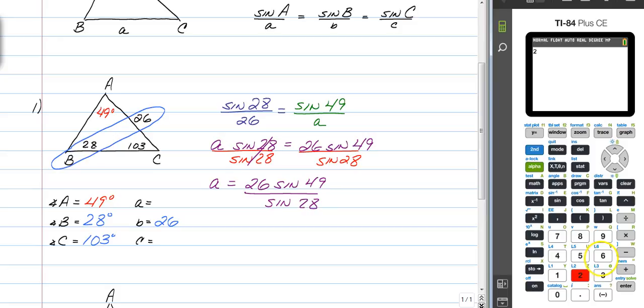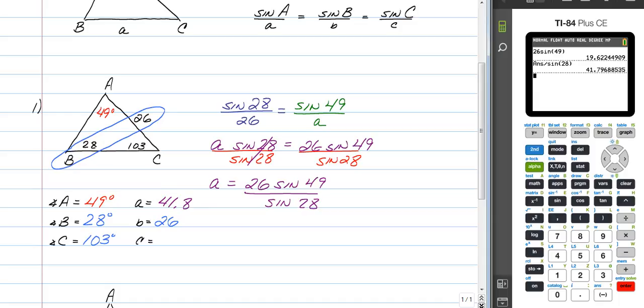So we have 26 times the sine of 49. If you want, you can click enter and get that nasty decimal. And then we can just press divided by the sine of 28. And boom, we have 41.8. So we know that the length of little a is 41.8. Done. Now again, if you wanted to, you could type that whole thing into the calculator all at once. But that's it. We just found a.